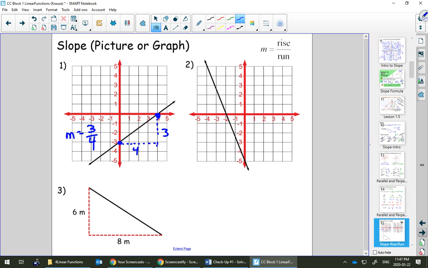Now it's really important that you pay attention to your scale. Sometimes your grids don't always go up by 1. And sometimes the vertical axis will go up by one scale and the horizontal axis will go up by a different scale. So it's important that you check your scale before you do the question.